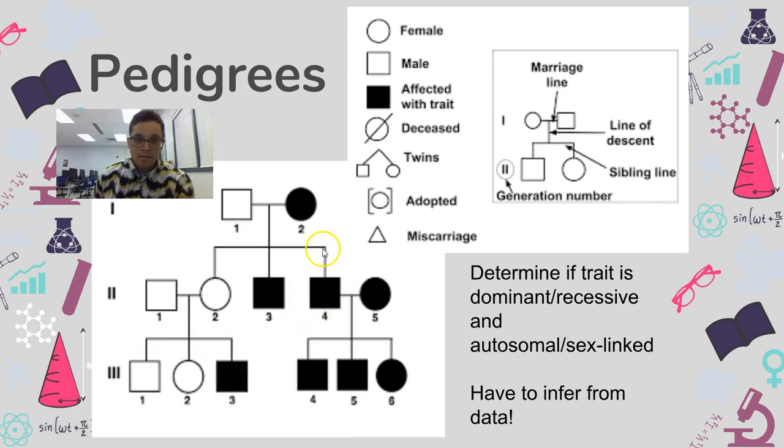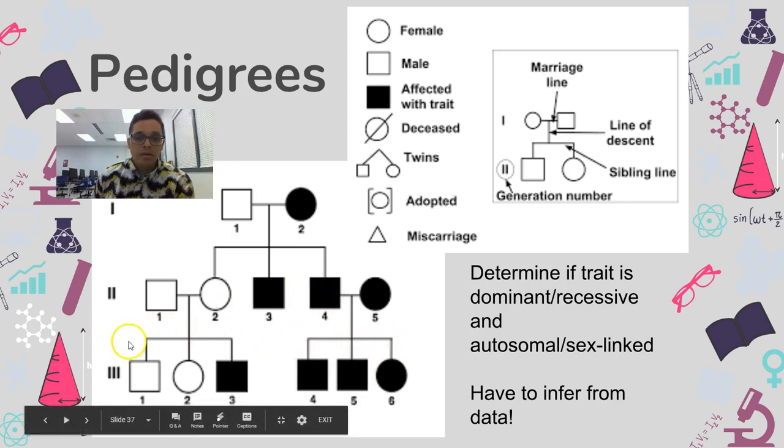This line here is the sibling line. So it shows that these 3 are all related, and then these 3 are all related. And here they're related. And then the number.